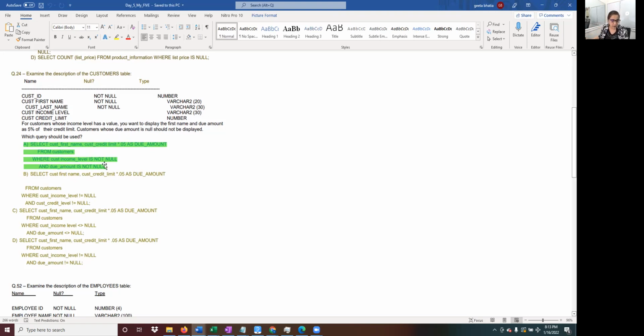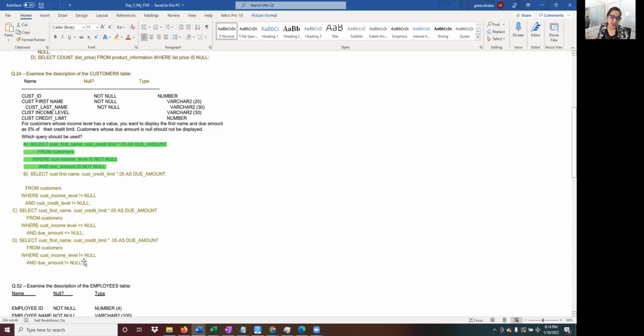So here, IS NOT NULL looks good. Selection B with the null not equal to doesn't work, rejected. Not equal to null, rejected. Arithmetic operators with null, rejected. And answer D also is using not equal to. So in three places this is using not equal to, and with the due amount not null, that means arithmetic with null.